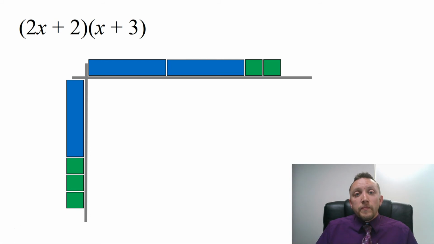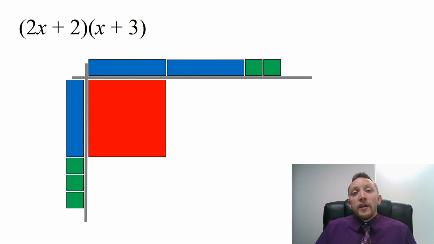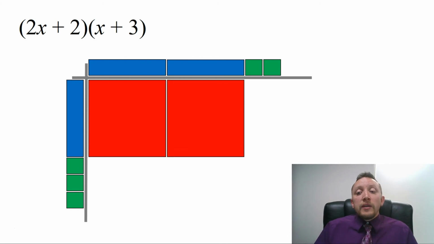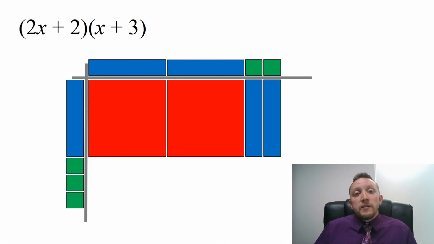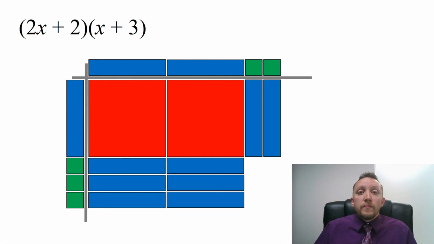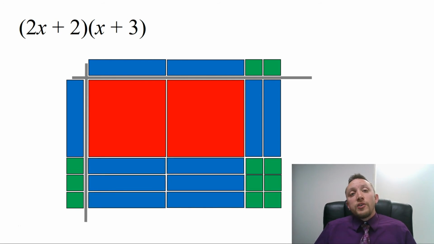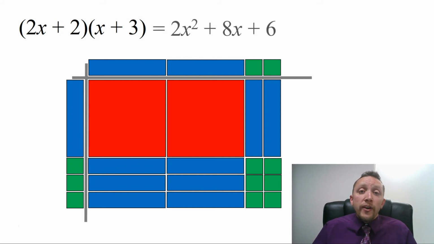And now I want you to maybe see if you can figure out what tiles would go in these places. And hopefully you're doing that right now, and hopefully you're recognizing that you'd put an x squared and another x squared here. And then you'd have your x's on the sides, and we'd have our unit blocks on the bottom right. So your answer would be 2x squared plus 8x plus 6.